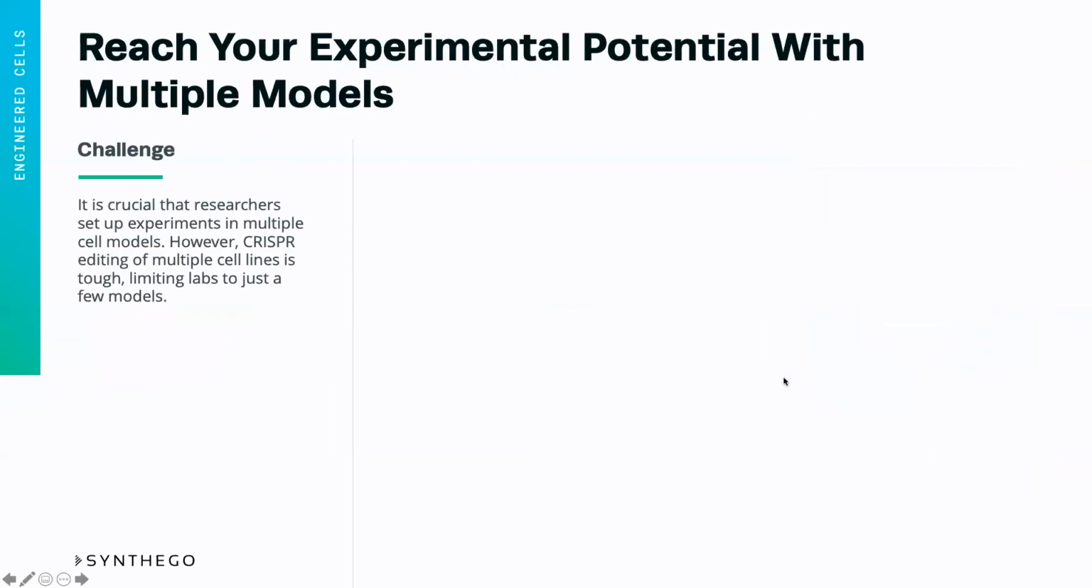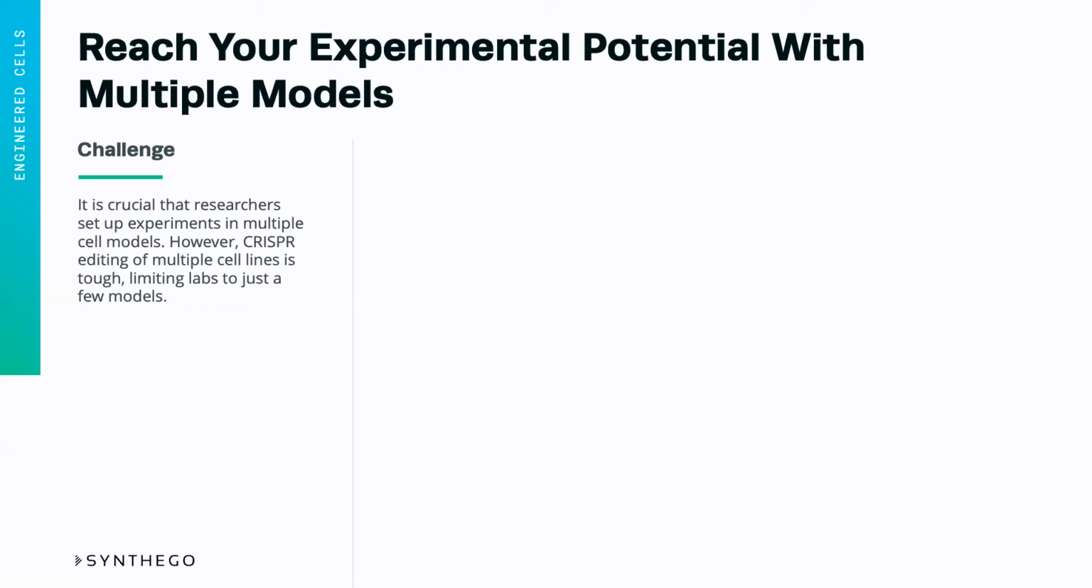It's always a challenge to try to set up these experiments in multiple cell models like Endo did. But CRISPR allows us to do this relatively quickly, but it has a whole bunch of challenges. How do we optimize for every cell line? How do we set all of that up? And this often limits labs to only using a couple of models or even one model.